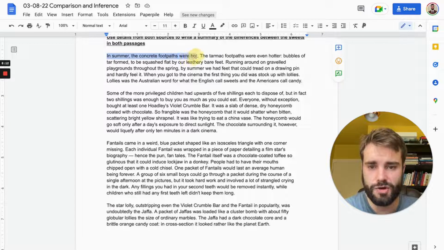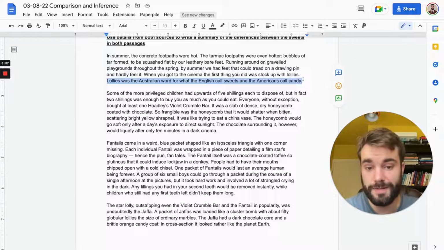In summer, the concrete footpaths were hot. The tarmac footpaths were even hotter. Bubbles of tar formed to be squashed flat by our leathery bare feet. Running around on gravelled playgrounds throughout the spring, by summer we had feet that could tread on a drawing pin and hardly feel it. When you got to the cinema, the first thing you did was stock up with lollies. Lollies was the Australian word for what the English call sweets and the Americans call candy.